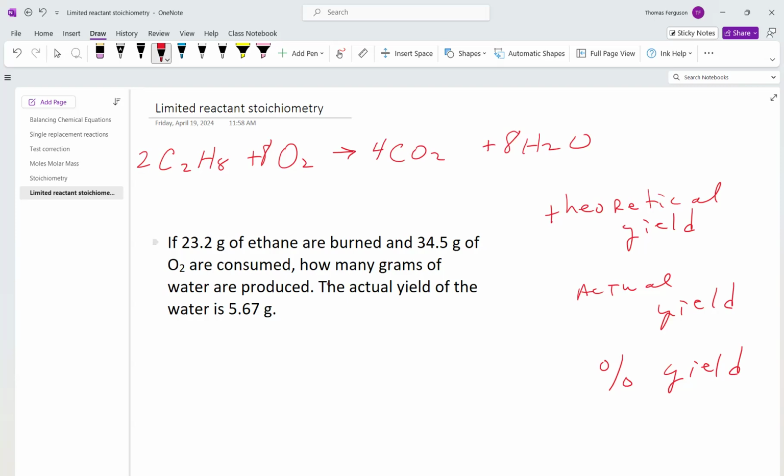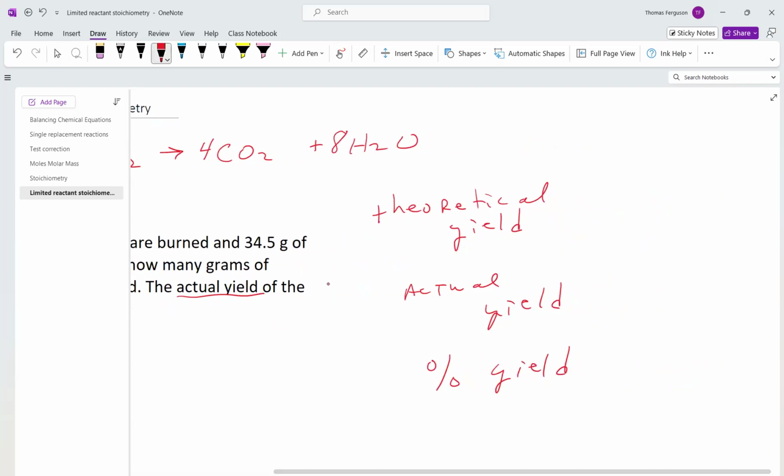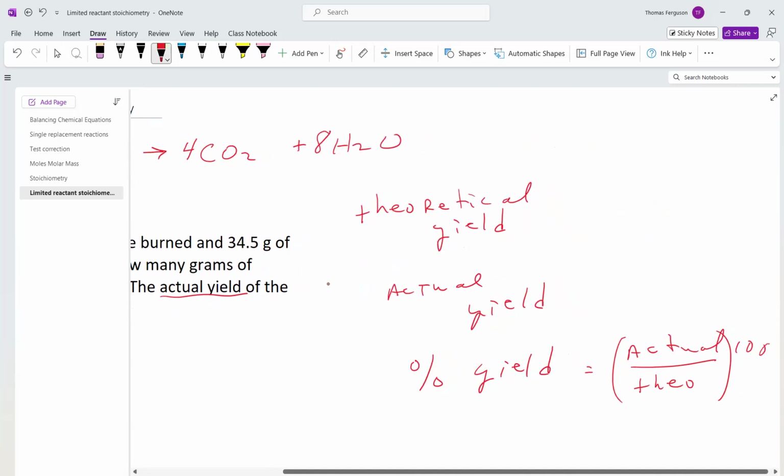So this is actual yield. That's part of the given, but it's not limiting the reaction. The ethane or the oxygen is the given, and one of those is going to limit the reaction. Okay. Percent yield is actual over theoretical times 100.